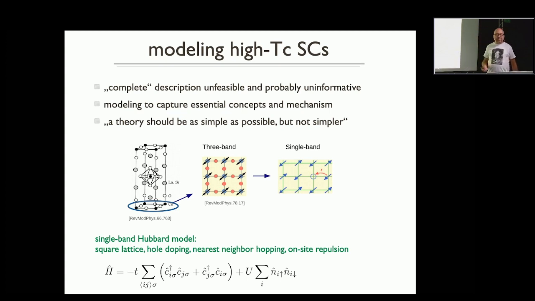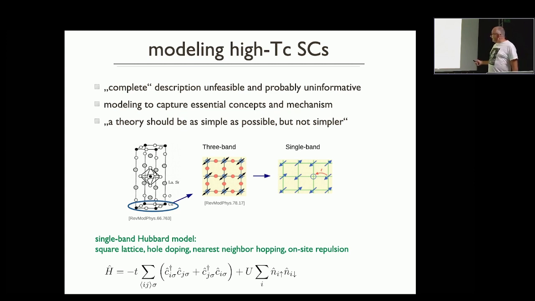So the idea is to come up with models that capture the essential concepts and the mechanism, and the idea is a theory should be as simple as possible, but not simpler. So a typical several step procedure that has been taken in the past is you go into the crystal structure, then you realize that what you have to think about are three orbitals of oxygen and copper, and then it seems that you can simplify that even further, that is already debated, into a single band model which looks like this.